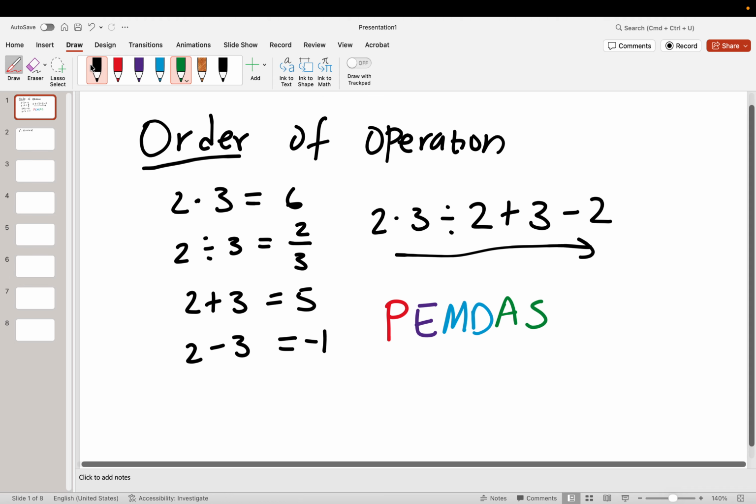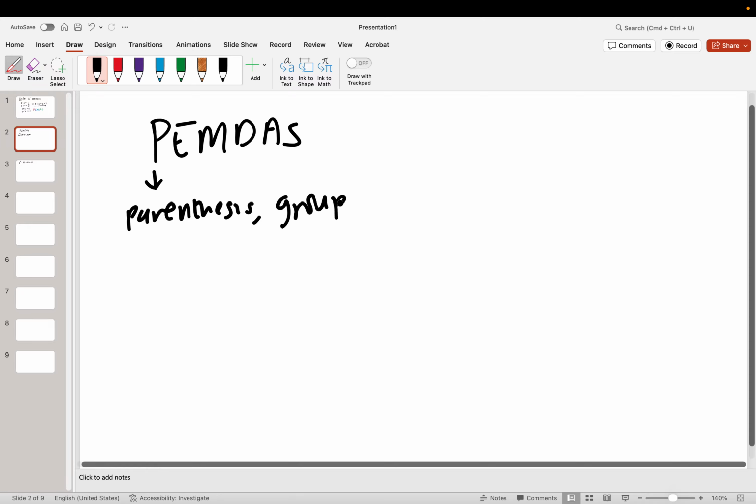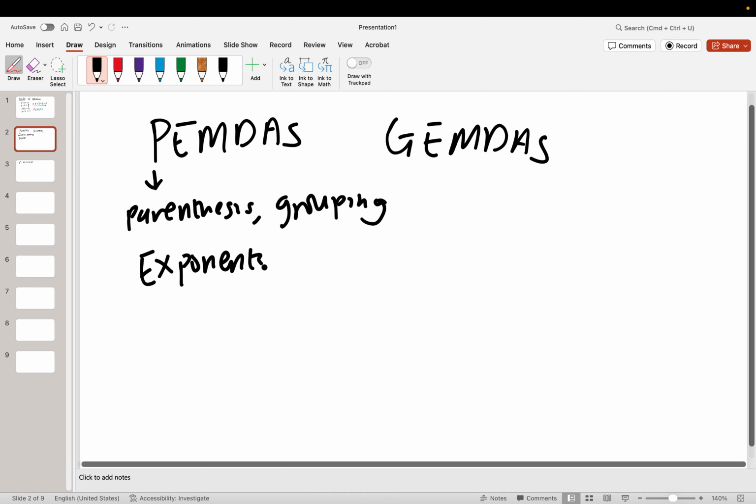So let's talk about what each of this means. So it's called PEMDAS, right? P means parenthesis, but you can also use it for grouping. So as long as something is grouped together, you have to follow that order and do that first. So you might see it as GEMDAS as opposed to PEMDAS sometimes. And then E is exponents. So anytime you have something in exponents, you do that after parentheses.